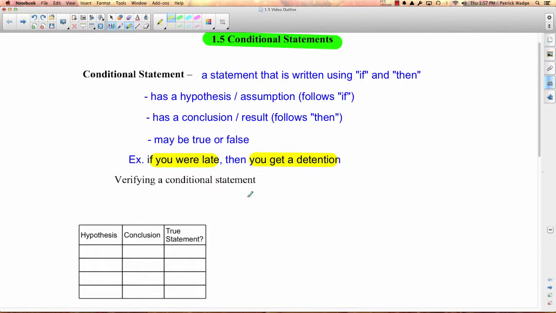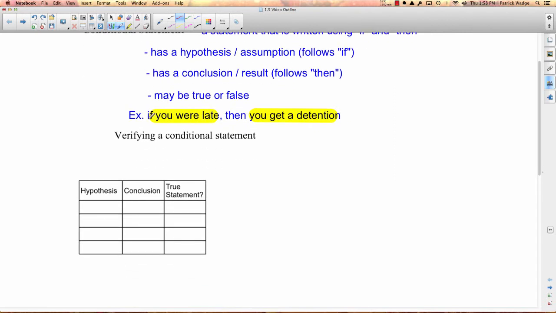Well, I guess it depends on whose class you're in. If it's in my class, it's probably not true. I don't often do that, but I don't know. Lots of older teachers, like when I went to school, this was true. If you were late, then you got a detention. So I guess for some teachers this is true, and for other teachers this is not true. So it kind of nicely shows that conditional statements can be true or can not be true.